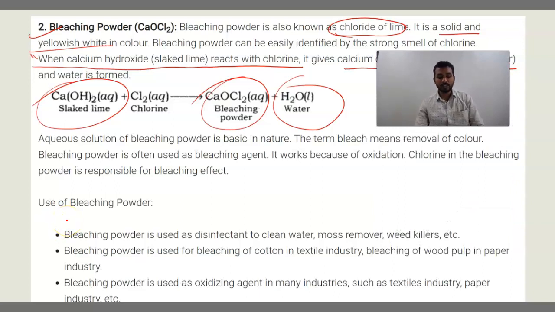Uses of bleaching powder. Bleaching powder is used as a disinfectant to clean water, moss remover, weed killer, etc. It is used for bleaching of cotton in the textile industry, and bleaching of wood pulp in the paper industry. It is used as an oxidizing agent in many industries such as the textile industry, paper industry, etc. So these are the uses of bleaching powder. Do not forget, if you want you can copy it into your notes also. It comes under your long answer notes. You should not forget it.